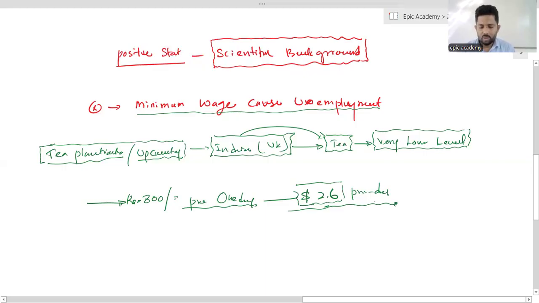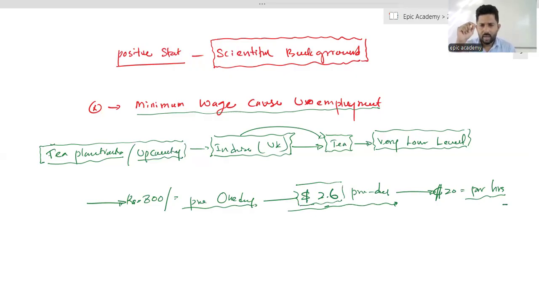I think it is a very low level compared to other countries. As an example, in the European continent, if a worker works even in the informal sector, they are paid 20 euros per hour, at least 20 euros. But just consider, for 1 day, they are getting only $2.6.